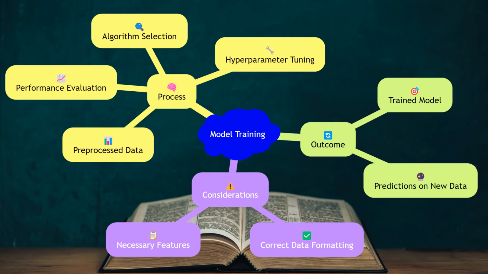Model training is the process of using the pre-processed data to train a machine learning model. This step involves selecting an appropriate algorithm, tuning hyperparameters, and evaluating the model's performance. The trained model is then used to make predictions on new data. During this step, it is crucial to ensure that the data passed from the pre-processing step is correctly formatted and contains all the necessary features for training the model.